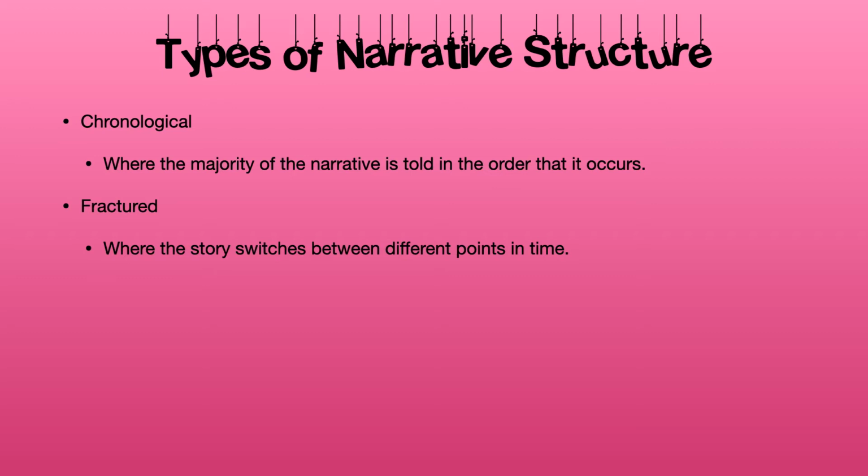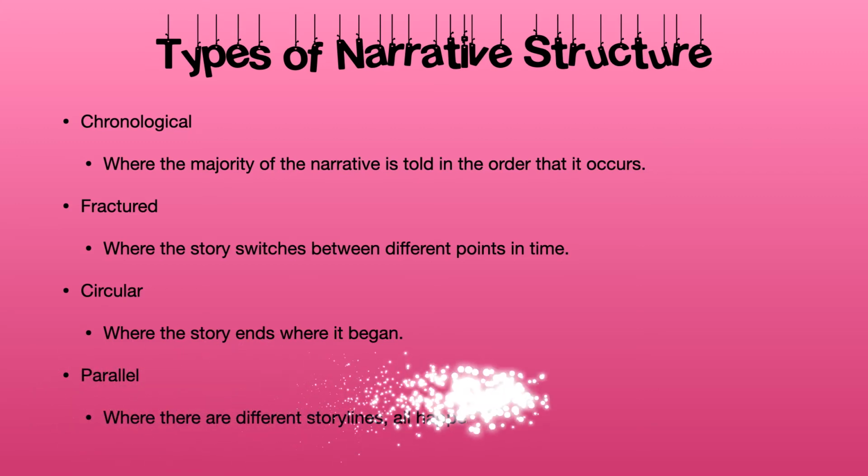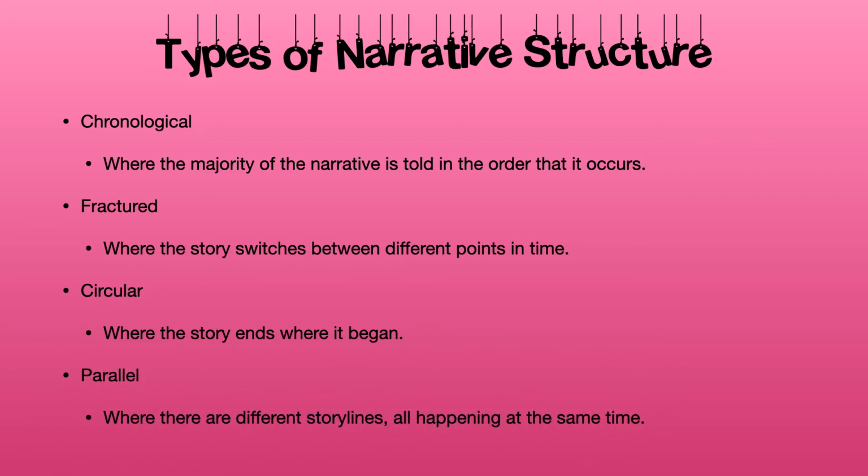A good example that comes to mind is there's a drama called This Is Us, and it goes between the children in the present day and then in the past where it shows them growing up, and then it goes right back to the past where it shows them being born, and it just keeps switching all the time. You could have a circular structure where the story ends where it began. You could have a parallel structure where there are different storylines all happening at the same time.